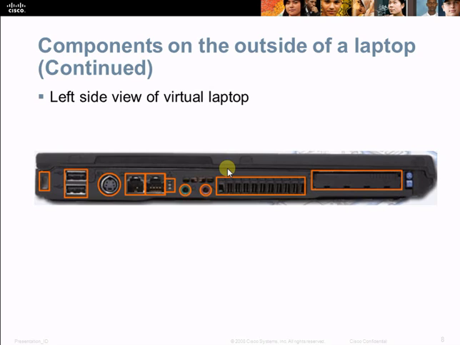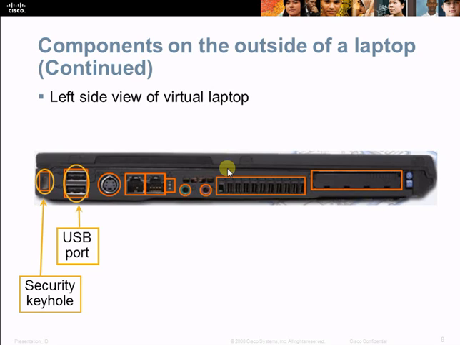Our side view, here we have a security keyhole. Since laptops are so portable, usually there's a slot so that if they're in an open space, used in a lab or on a kiosk, you could lock the laptop down. You have a USB port. In this case, there are 2. On newer laptops, you might have 3 or 4, and you could have USB, USB 2, or USB 3. Here, this has an S-video port, really replaced by HDMI today.